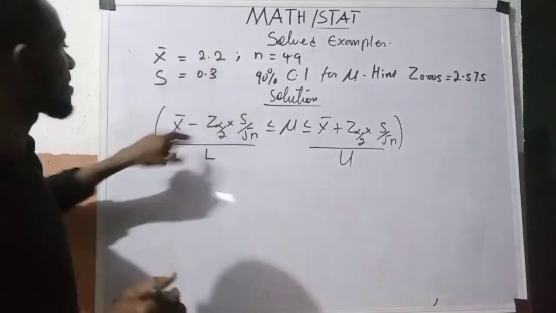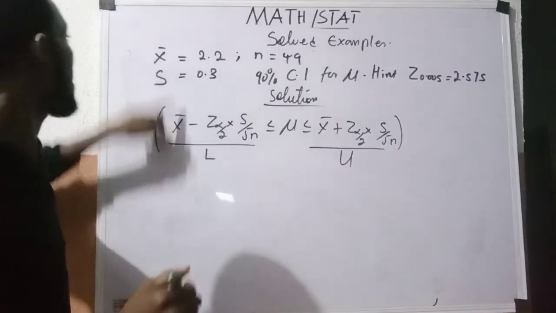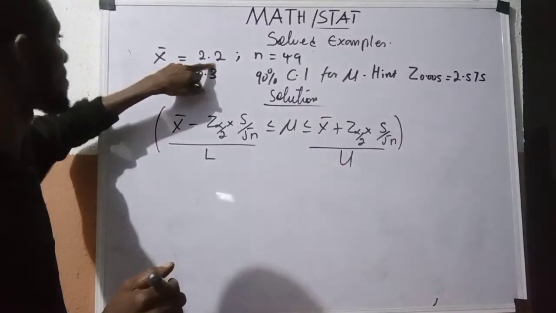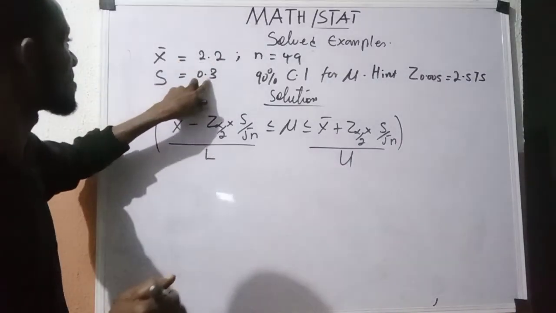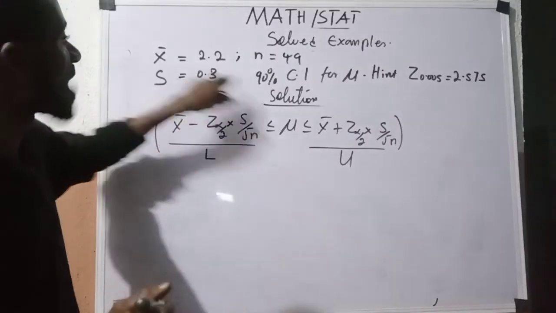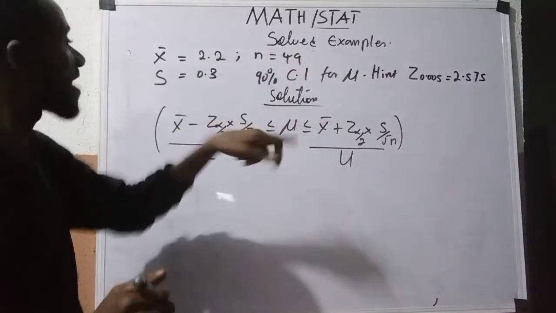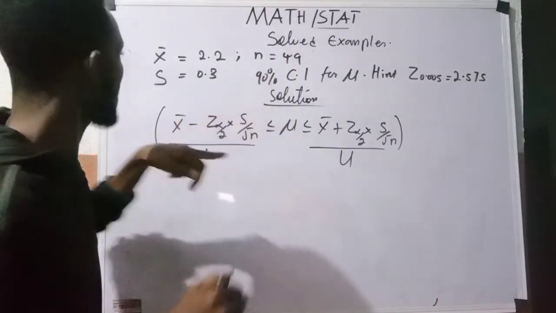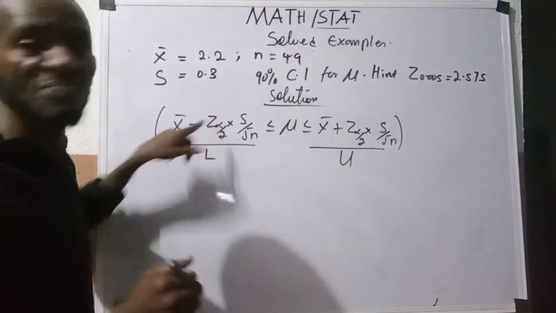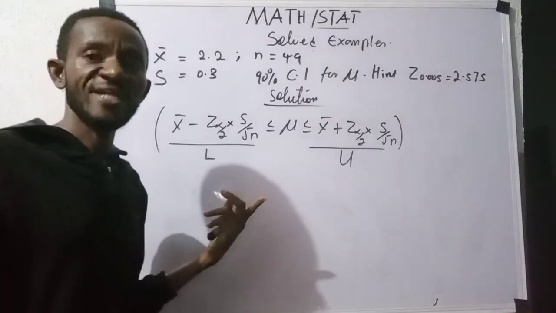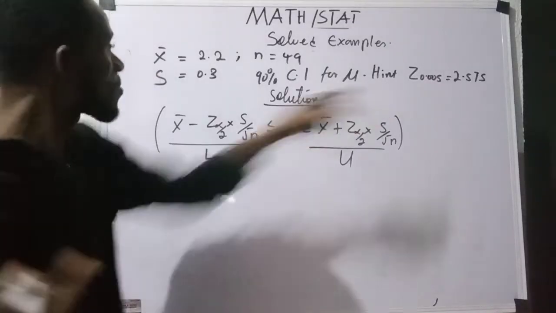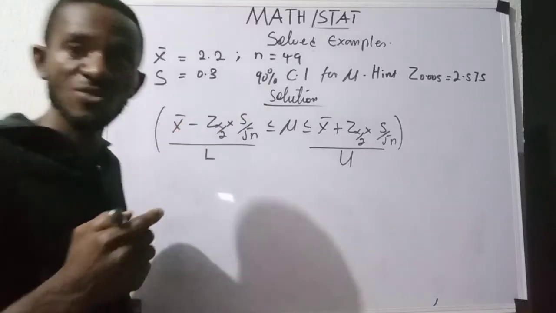And then from this, I already know what my X bar is, 2.2. I already know what my S is, 0.3. I already know what my N is, 49. The only thing I don't know is this alpha. Because I don't know the alpha, I'm going to use the same pattern I used before. What they want me to calculate now is the 90% confidence level.